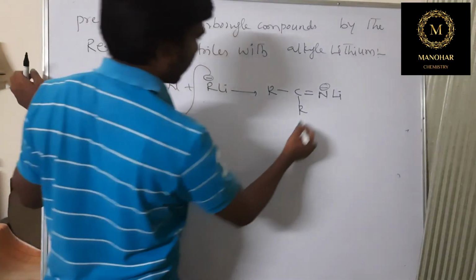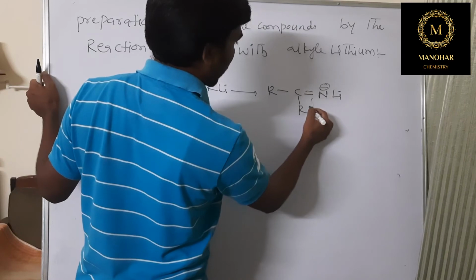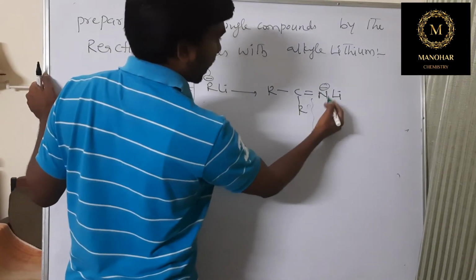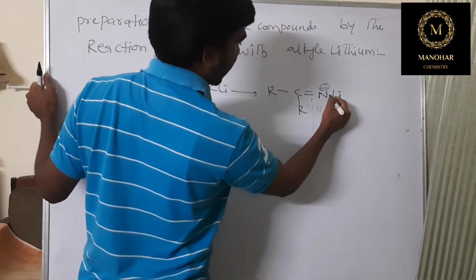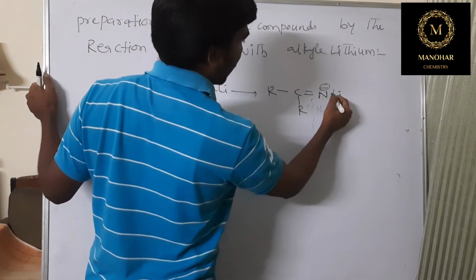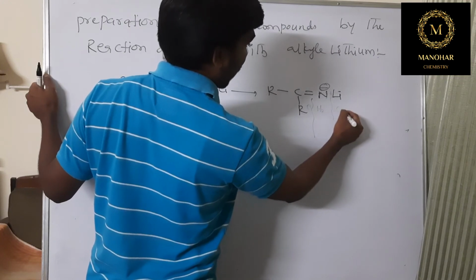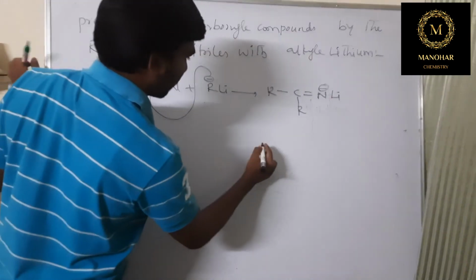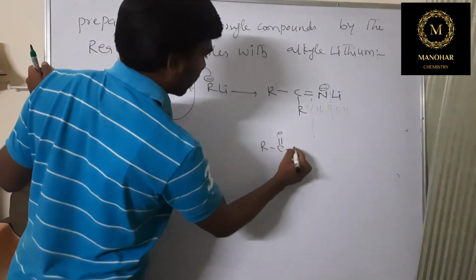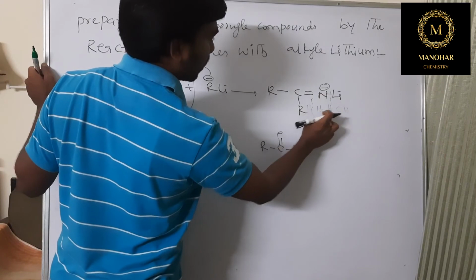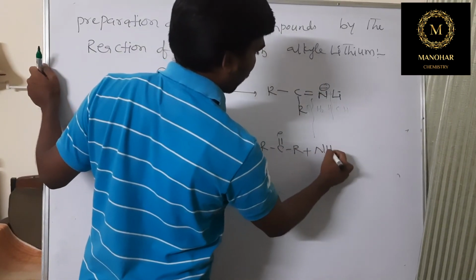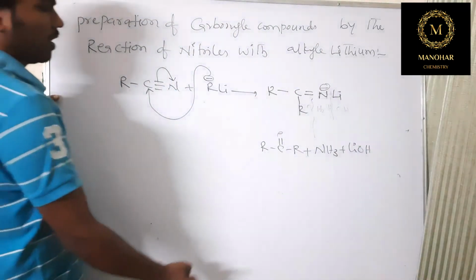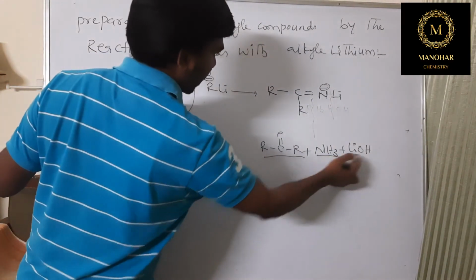If you go for hydrolysis, here you have to add hydrogen, here oxygen, and here hydrogen. Here we have to break the bond, add OH, and add hydrogen. It is going to form RC double bond OR, right? Plus NH3 and lithium hydroxide will form. So this is the side product: RC double bond OR will come, with NH3 and LiOH.